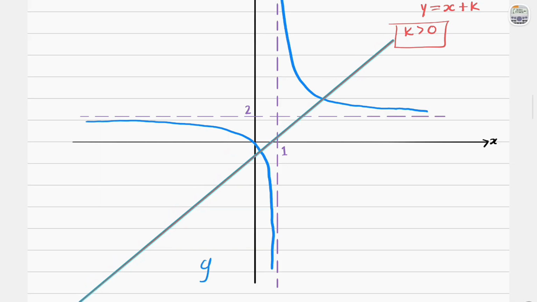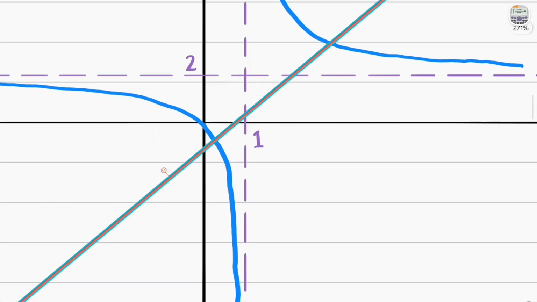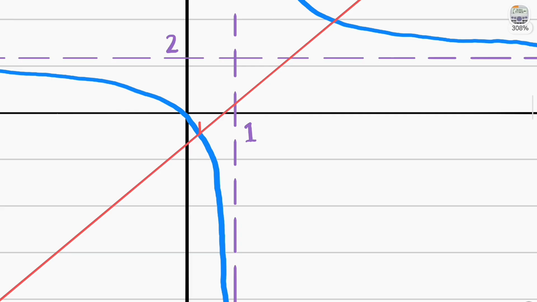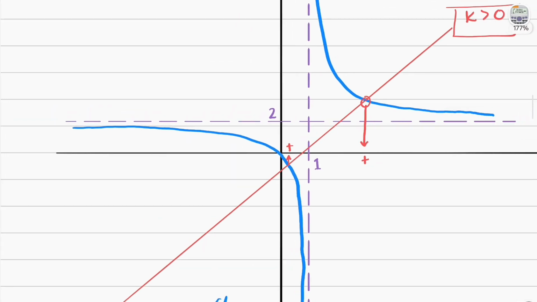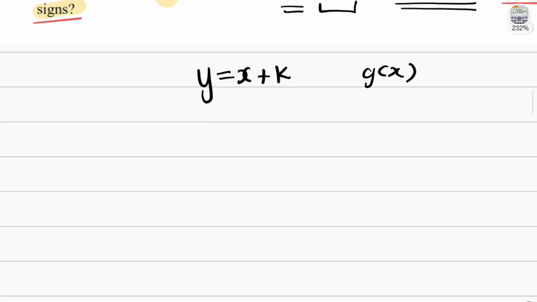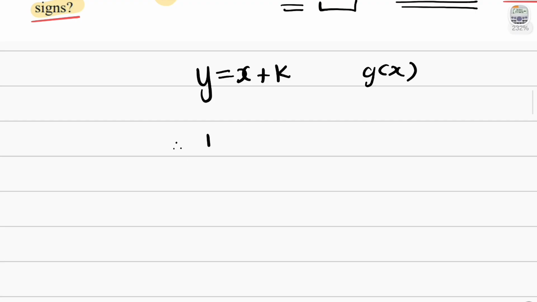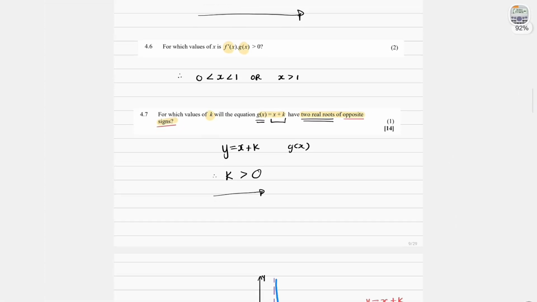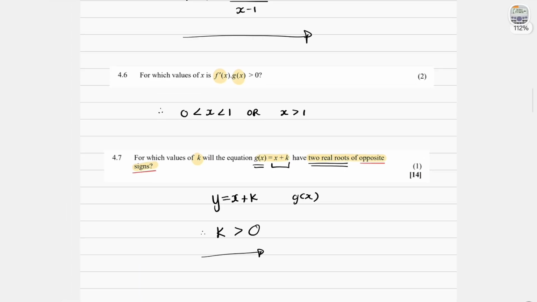And the minute you move it down, look at what happens. It intersects over there. That is a positive root, that value is greater than 0 on the x-axis. It intersects at a positive value over here, and it's also intersecting at a positive value over here. That's not what we want. So those have the same signs. And so, because of that, we can finally say that this works only when k is a value greater than 0. And that is our answer. And that is it for question 4.